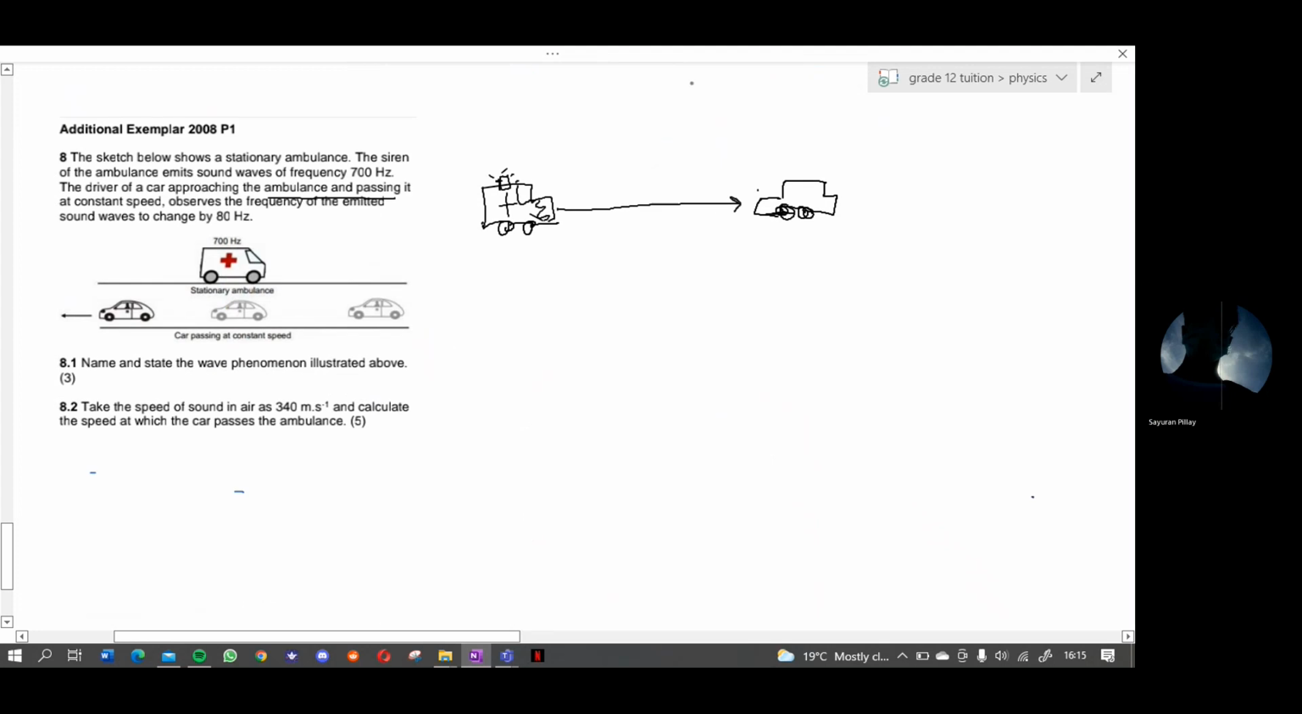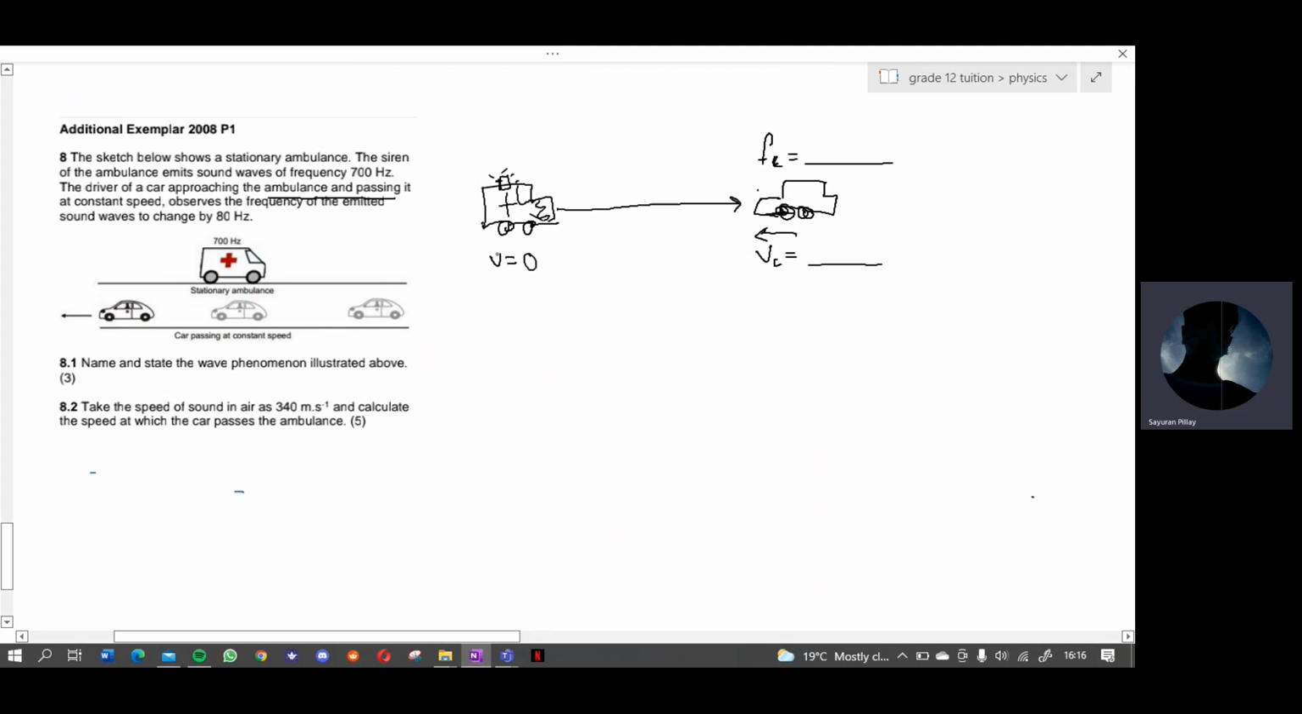Anyway, so this car is approaching the ambulance at a certain constant velocity, which we do not know. It's the listener, because it's going to be experiencing the frequency. So on the top, you'll write f_L, the frequency as observed by the listener, and that's going to be a certain value which we'll find. And the ambulance is stationary, according to the question, so its velocity is 0.